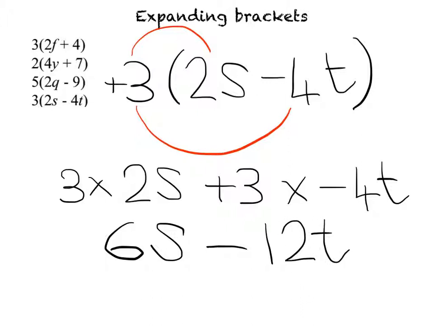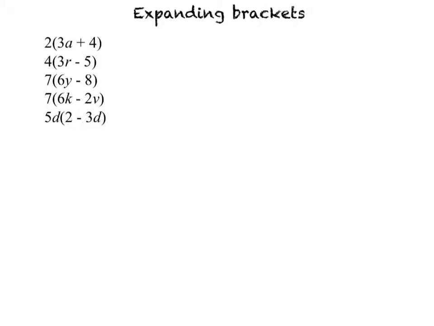Right, so what you've got to remember, the number outside the bracket has to multiply each of the terms inside the bracket. Be careful if there's negatives. Got to remember your negative number rules. Okay, here are 5 questions. You have a go at them, and then the answers will appear.